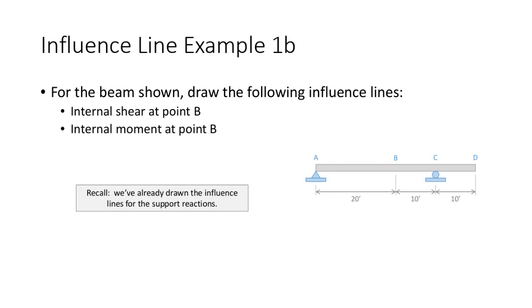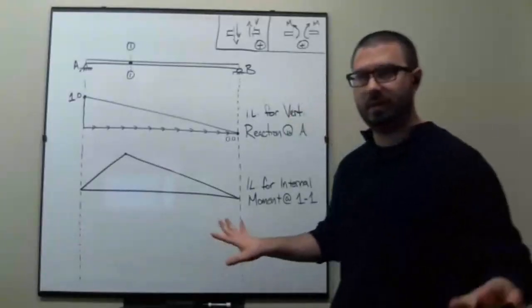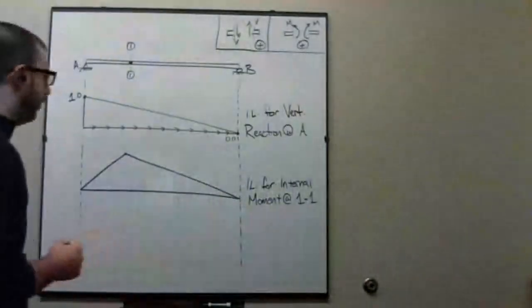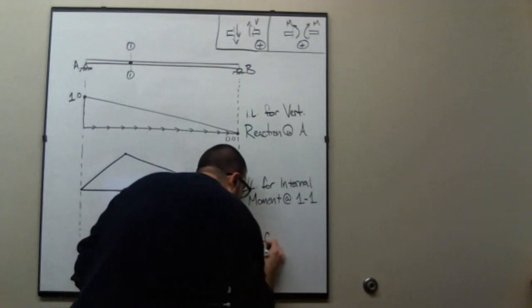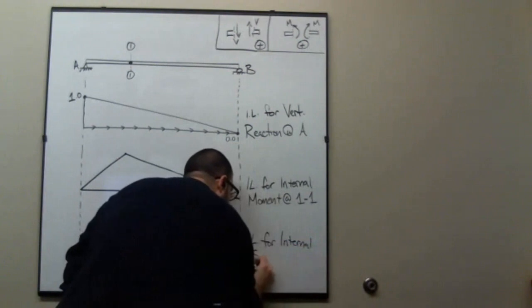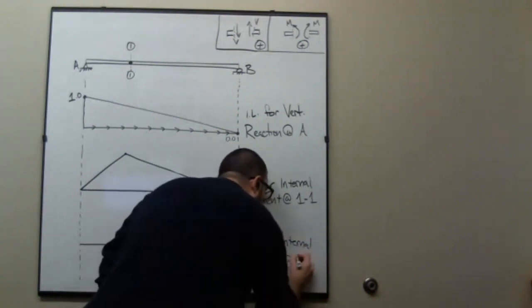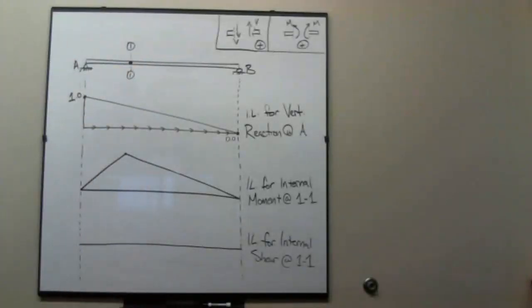So I've talked about the moment influence lines. Let me talk about the shear influence lines. I don't want to say they're a little trickier, but I think it's actually easier to understand how to draw shear influence lines once you learn how to draw moment influence lines. So let's go back to our basic theme here, and let's draw the influence line for the internal shear at section 1-1.